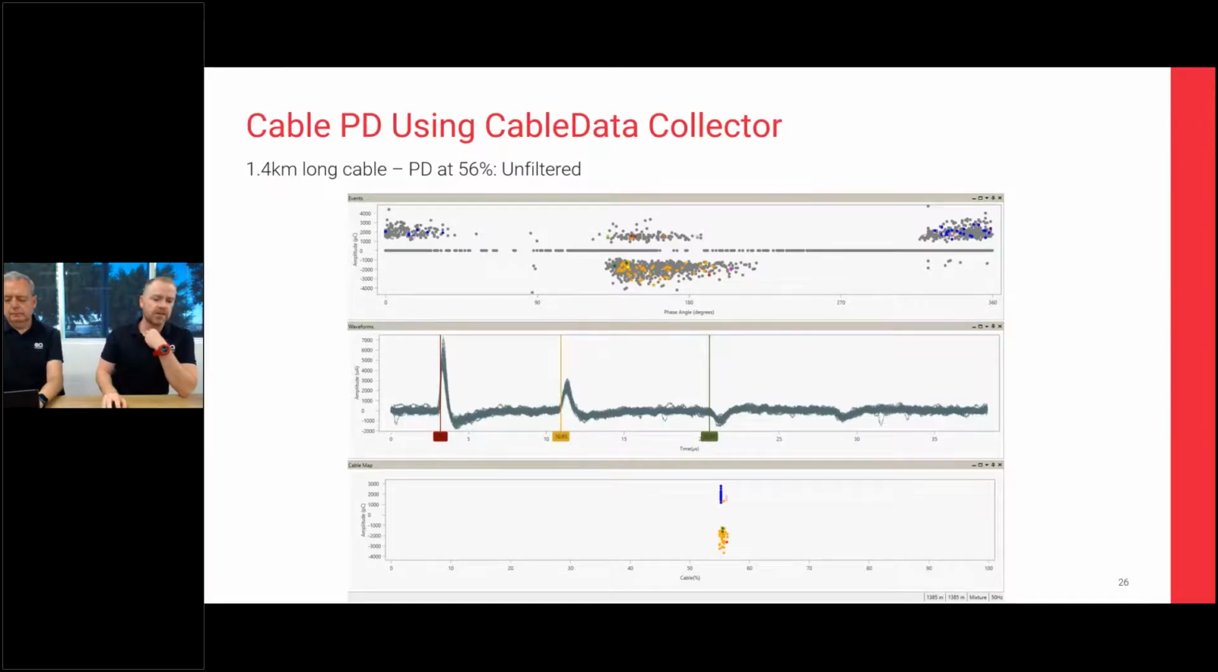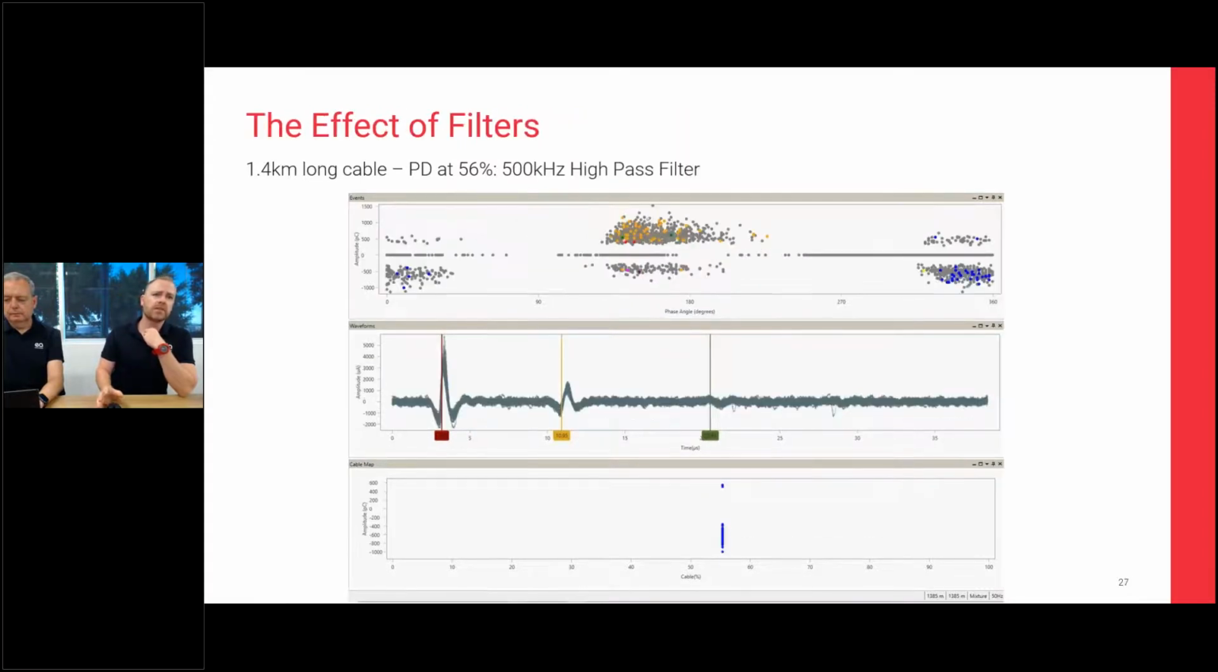If I go to the next slide, this is the exact same test, but with the 500 kilohertz high pass filter applied. What we see when we apply the 500 kilohertz high pass filter is our ultimate amplitude level in picocoulombs drops down. So the PD doesn't look as bad, even though it's the exact same PD.